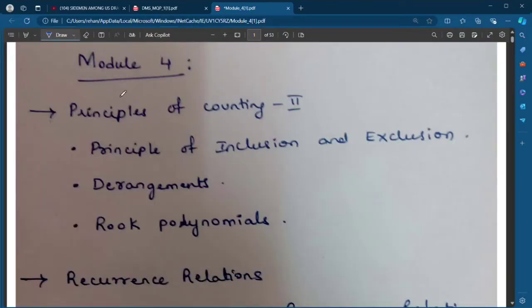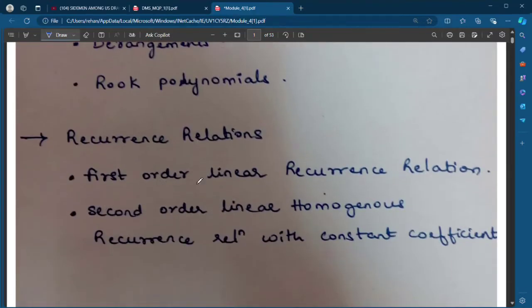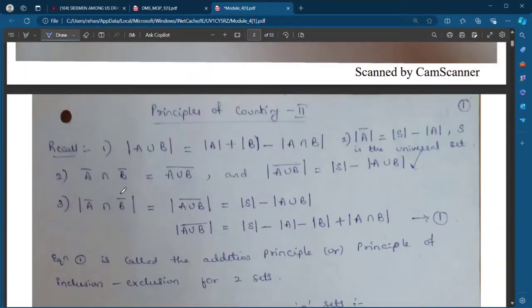So let us move on to the fourth module, where we have the principle of inclusion and exclusion, one topic, derangements, another topic, and rook polynomial in the first half. In the second half we have recursive relations, first and second order. First order linear, second order linear, then recursive relations with constant coefficients. It's not that difficult, a very simple topic. Then the principle of counting. So here we are going to recall a few things.